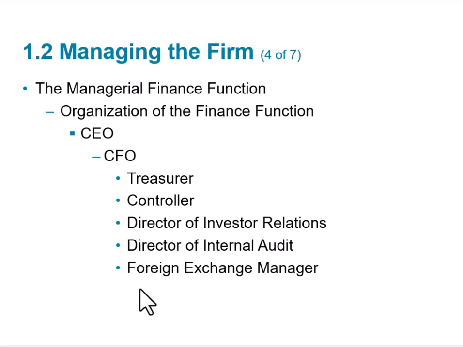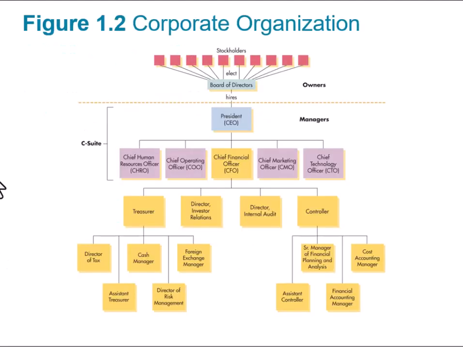So let's think about the organization of the company. Everybody understands that the CEO, the chief executive officer, is at the top, but the CFO, they are in charge of the finance function. The treasurer, the controller, they have to do with the internal auditing, foreign exchange. So if we look at a graph, we see that under the CEO is the CFO.